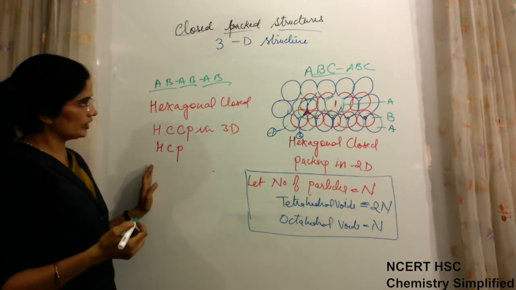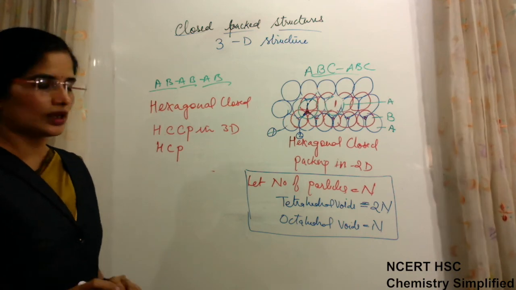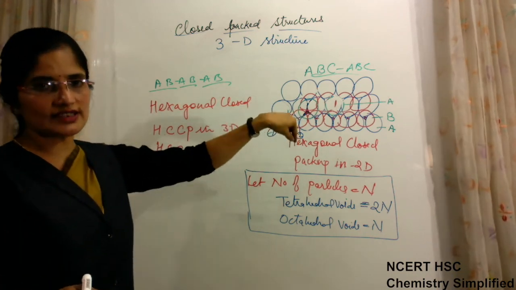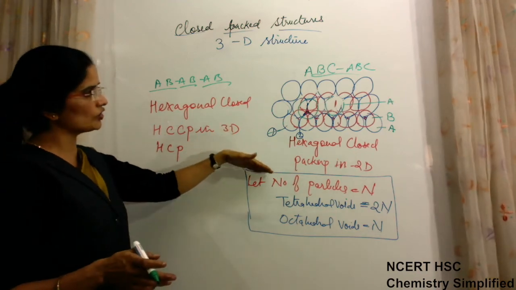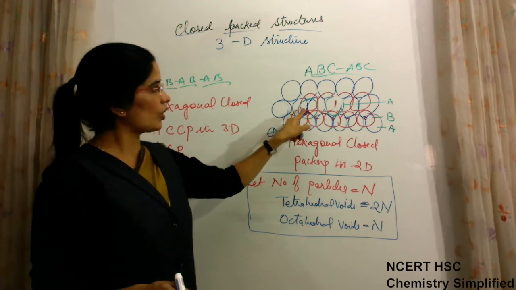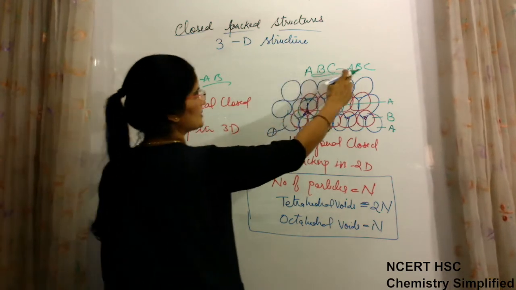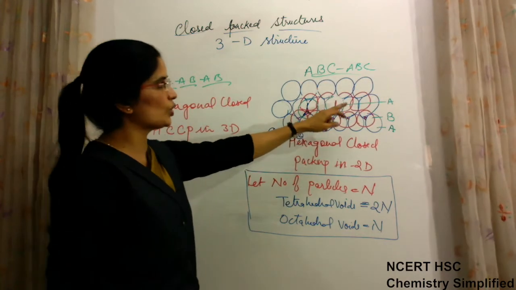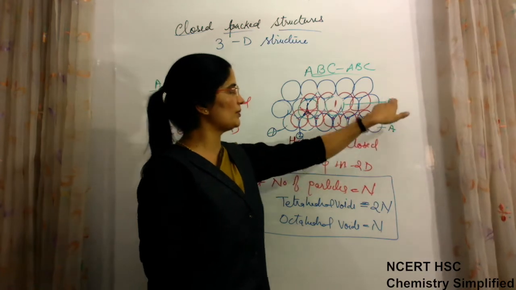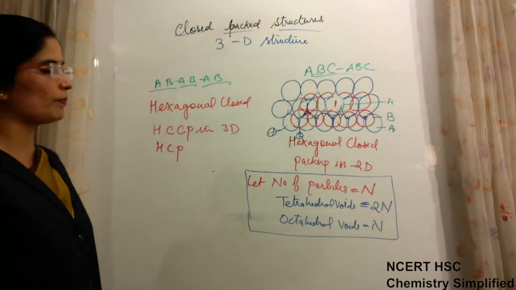So both of them are three-dimensional arrangements. In one case we are keeping the third layer on the tetrahedral void of the second. In the second case, we are keeping the third layer on the octahedral void which is generated. In that case, ABC means the third layer is not similar to the first layer as it was in the previous AB type. Now it is ABC type. Both types of structures are possible.